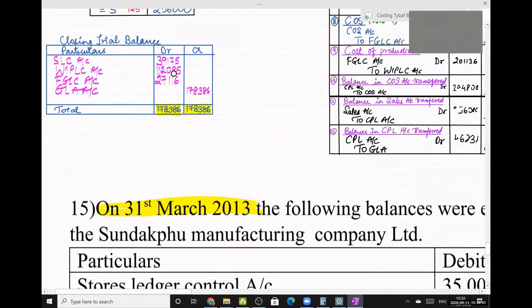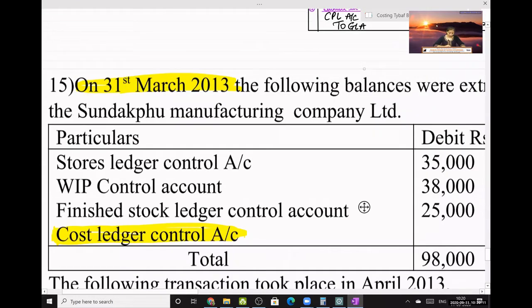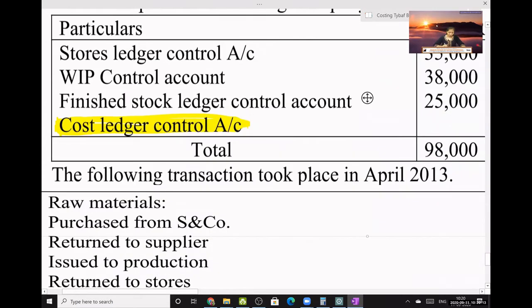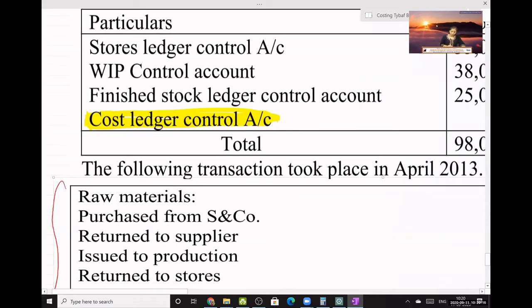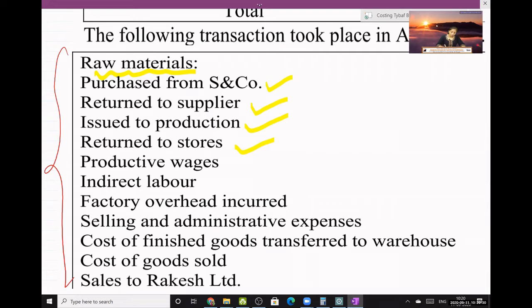I guess the video is lagging because of internet issues. Yeah. First is raw material. Okay, now see, raw material may be, see, there are how many? Raw material may first, purchase of raw material, return to supplier, issued to production, and return to stores. So these four entries are under the same heading.